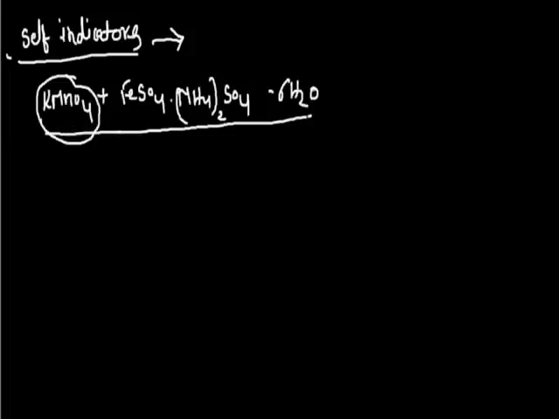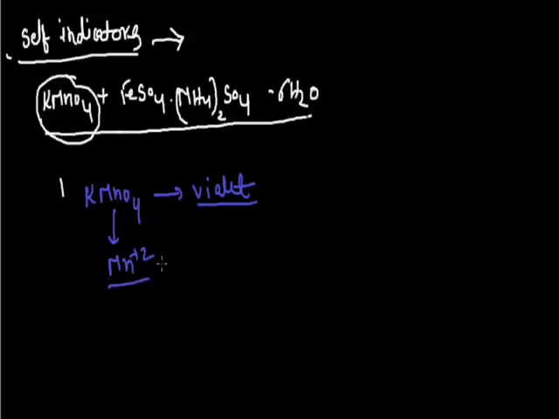Actually what happens? KMnO4 is a dark violet substance. When we start the titration, the color of KMnO4 is violet, and after the completion of the reaction, this KMnO4 is converted into Mn2+, and this Mn2+ is almost colorless. Mn2+ becomes colorless.